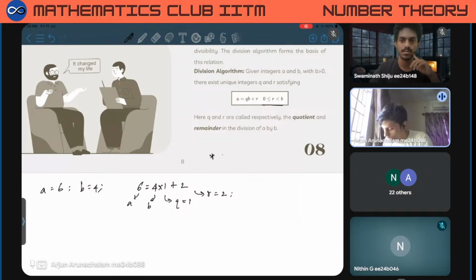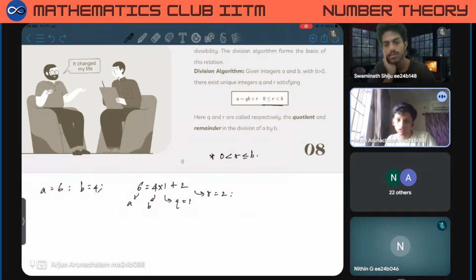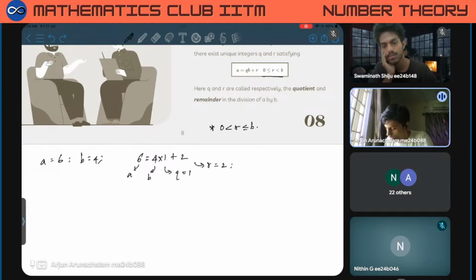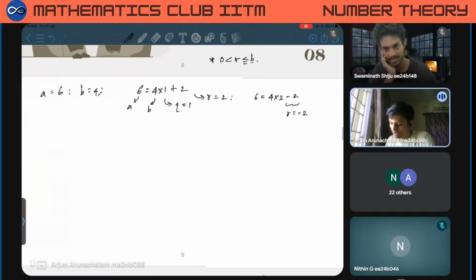So this is a very important condition, 0 less than or equal to r less than b. This is actually the foundation point to prove that such a representation is unique. Note that let's say you want to write 6 is equal to 4 into 2 minus 2. This is also a valid representation, but the problem is here r is equal to minus 2, which does not satisfy our constraint. So this is simply wrong.